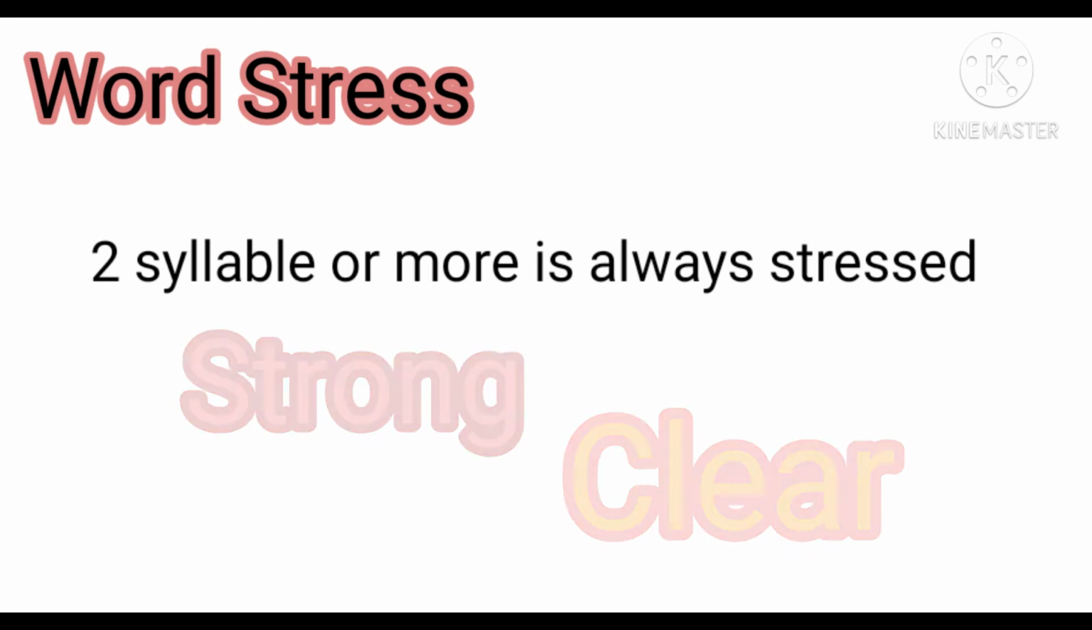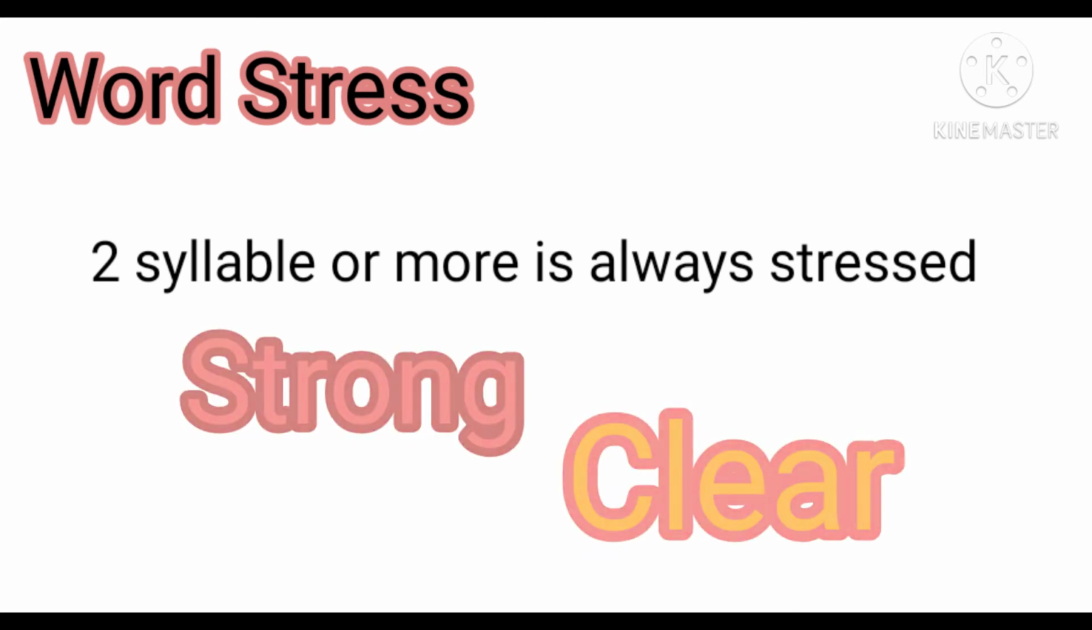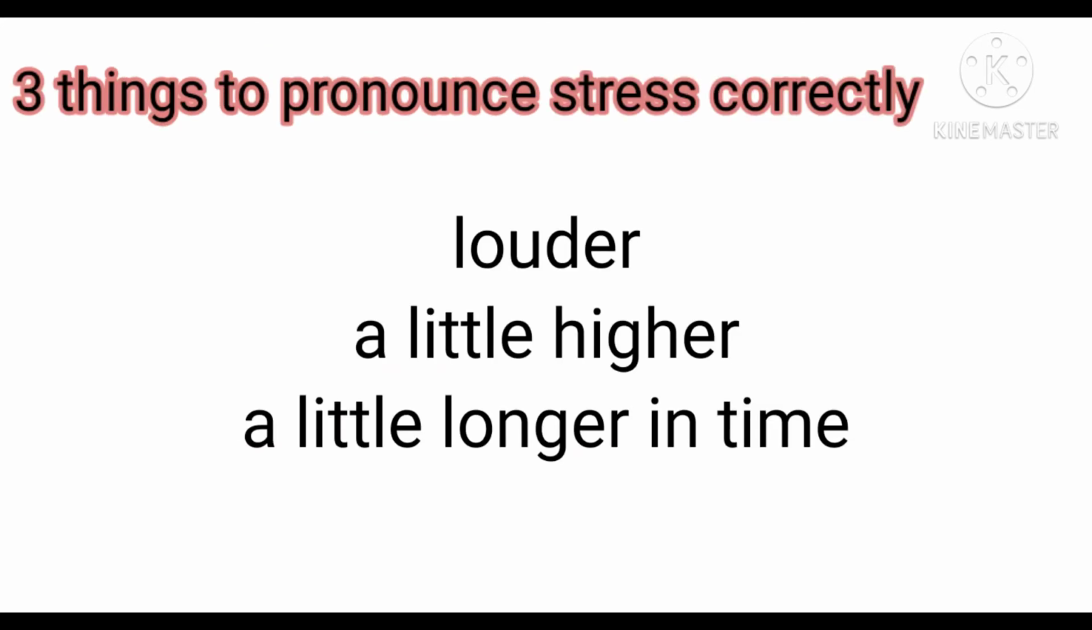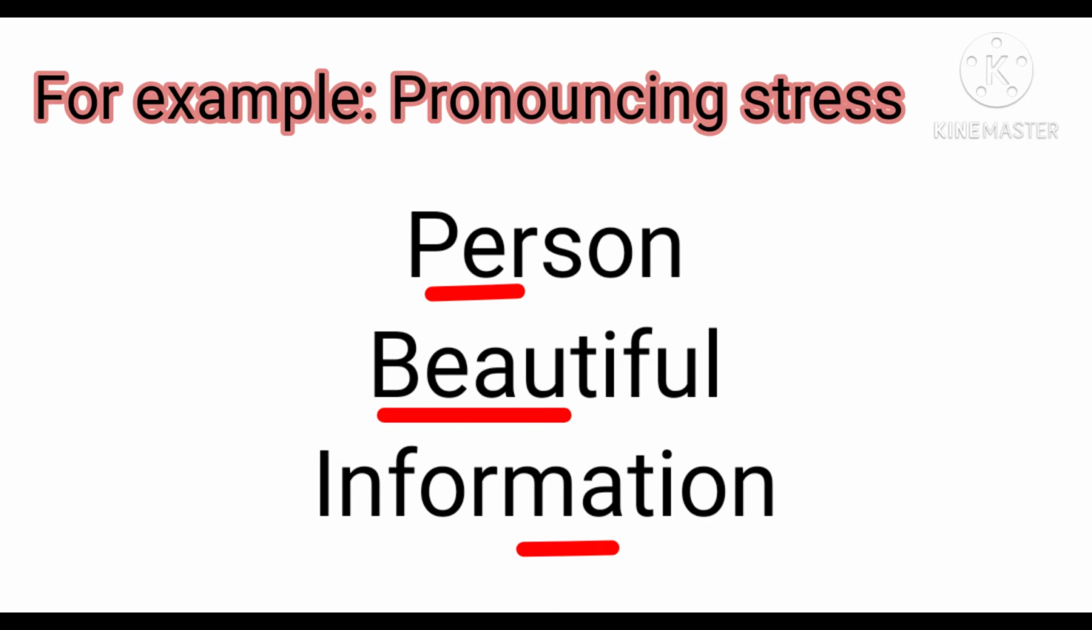If a word has 2 syllables or more, one syllable is always stressed. It has a strong, clear pronunciation. There are 3 things you need to do to pronounce stress correctly. The stressed syllable should be louder, a little higher, and a little longer in time. For example, pronouncing stress, person, beautiful, information.